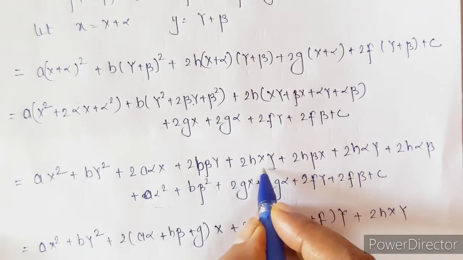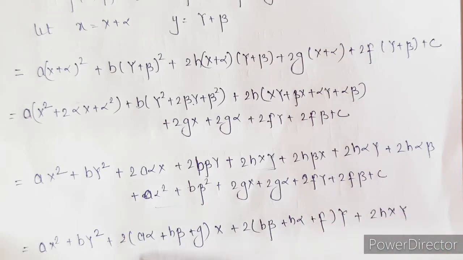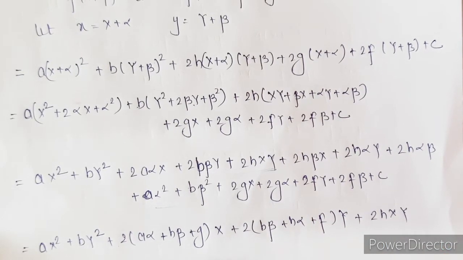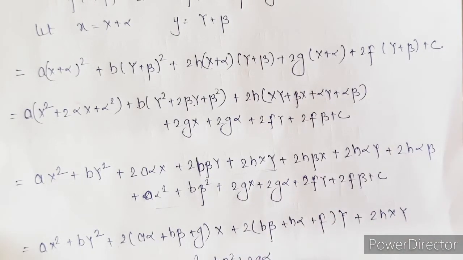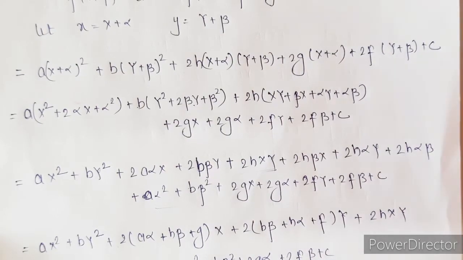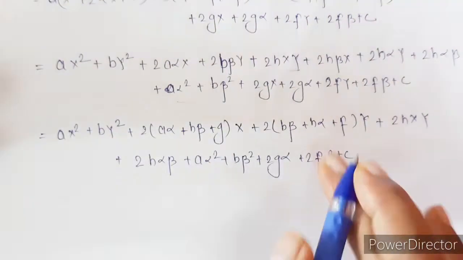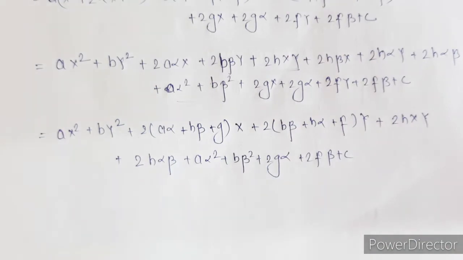Now remaining all constants. So yeah, this is done. We have 2hαβ, aα², bβ², then 2gα, 2fβ plus c. Yeah, so all the remaining terms.